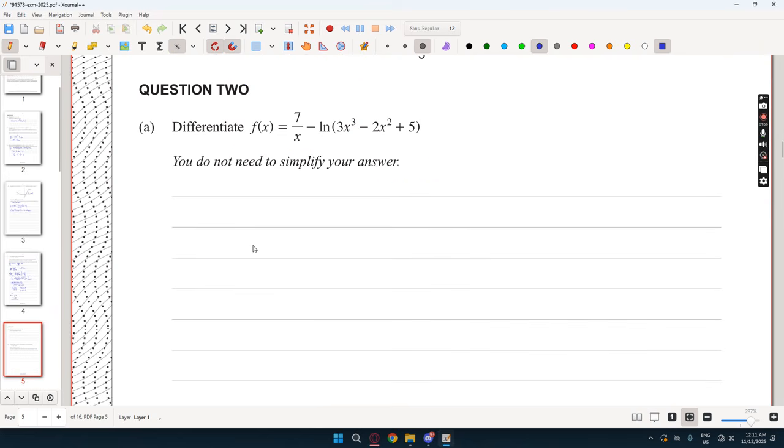Good. Differentiate this, that's going to be minus 7 on x squared minus 9x squared minus 4x on x cubed minus 2x squared plus 5.